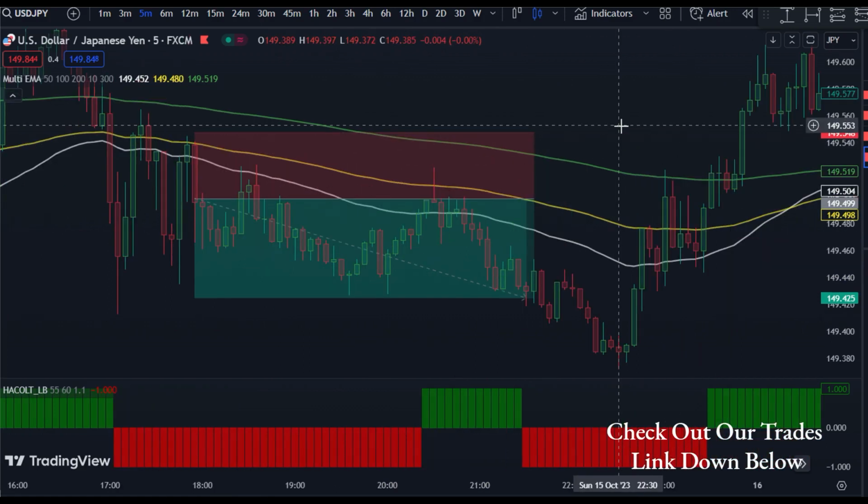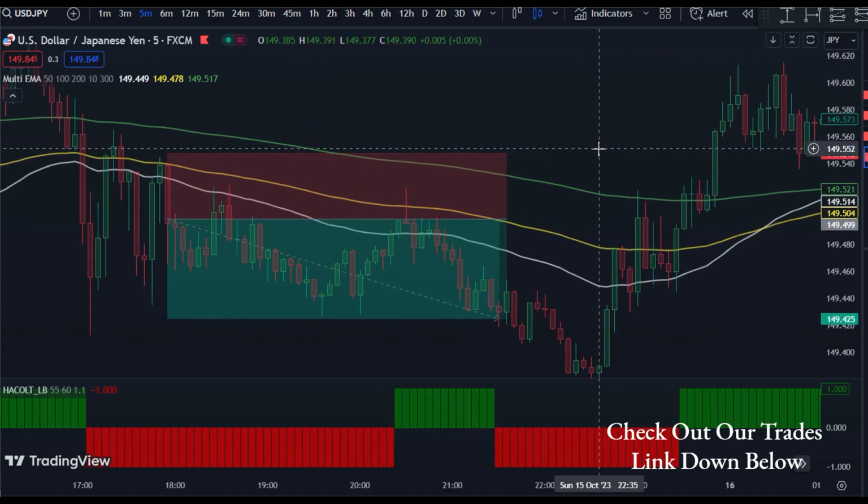I'll now be using my backtesting software to see exactly how profitable this strategy is. Stick around and see what we find out.